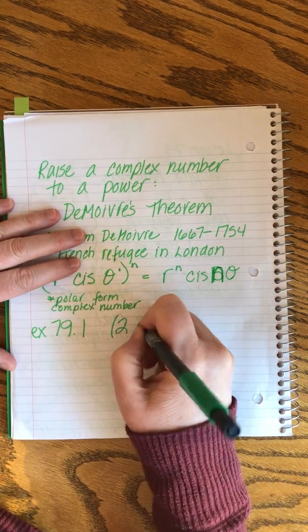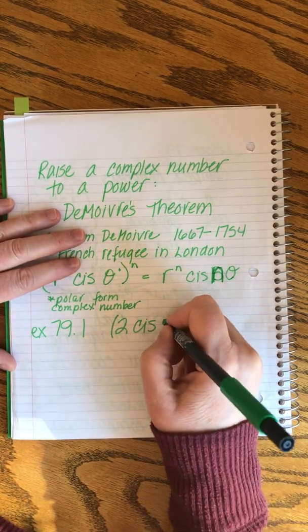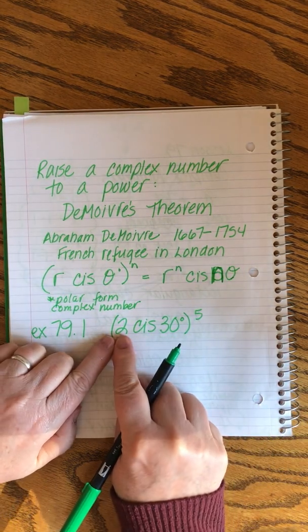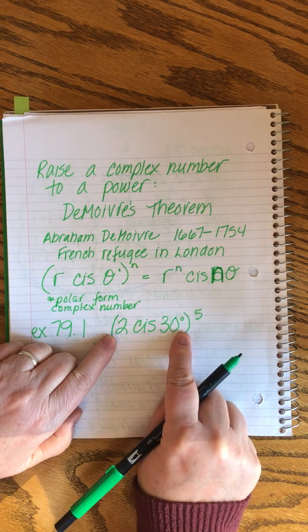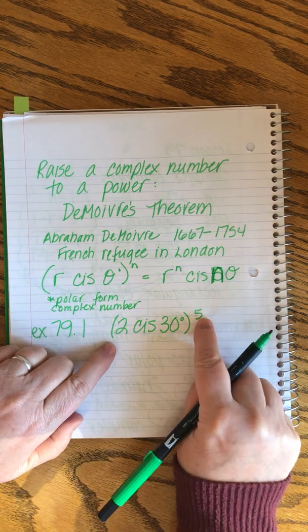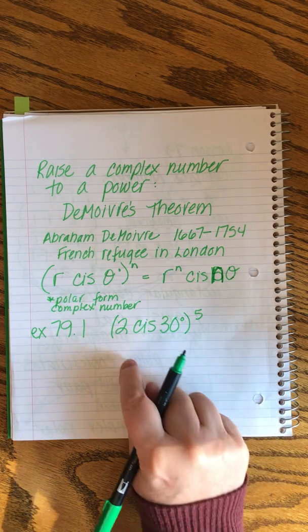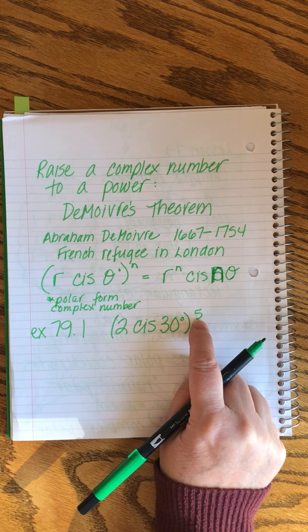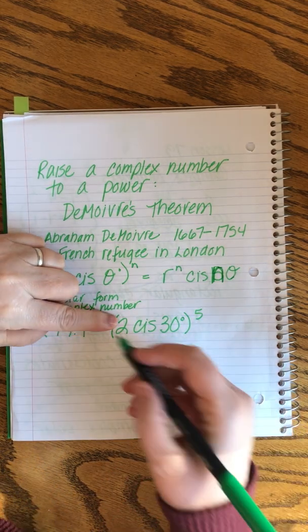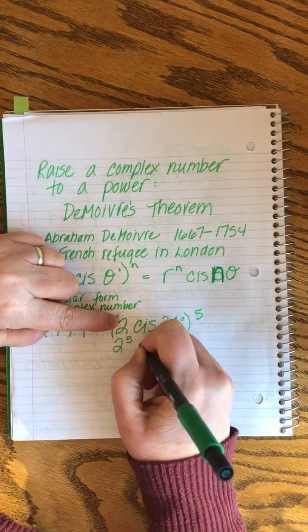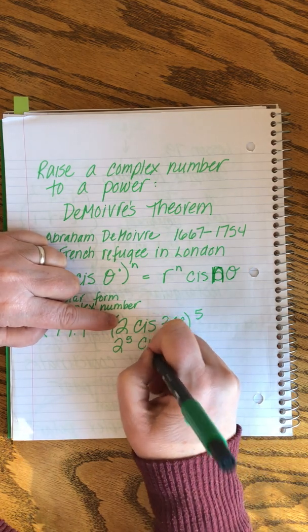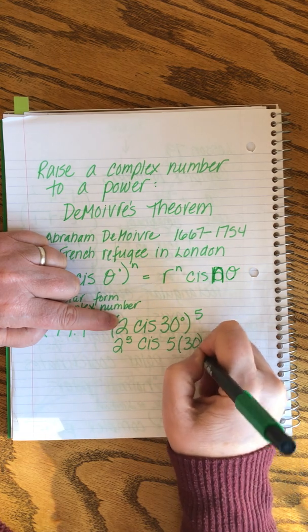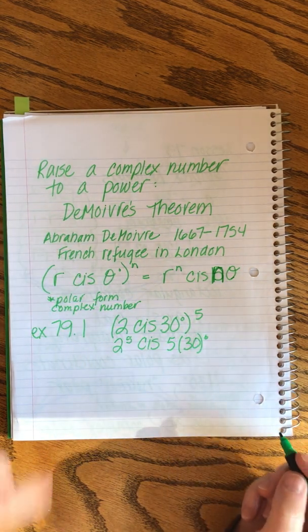Sometimes my brain just doesn't want to think in words, it just wants to do the numbers. Here's an example. 2 cis 30 degrees. We want to raise that to the 5th power. Why would you want to raise a complex number to the 5th power? I don't know, but let's just practice the mechanics of it. So what we do is we change this so that it's 2 to the 5th. And then we multiply the 5 times the 30 degrees.